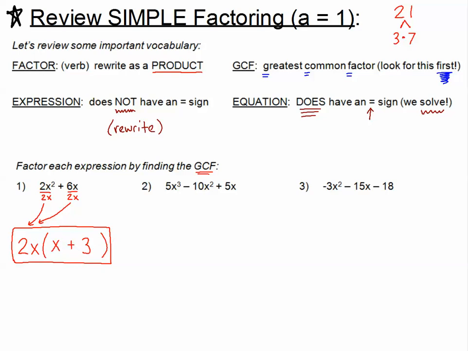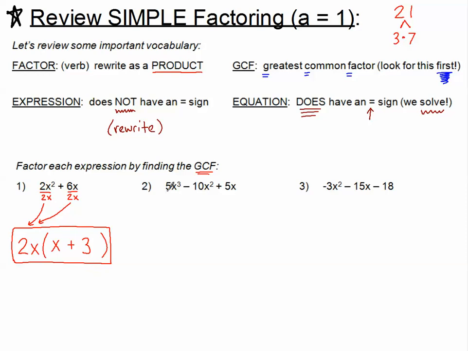Now, if you want to check yourself, just understand that what you just did is you undistributed this problem, and distribution should put it back to the beginning. So 2x times x gives you your 2x squared, and 2x times 3 gives you your 6x. So you can always distribute to make sure that you have the correct answer.